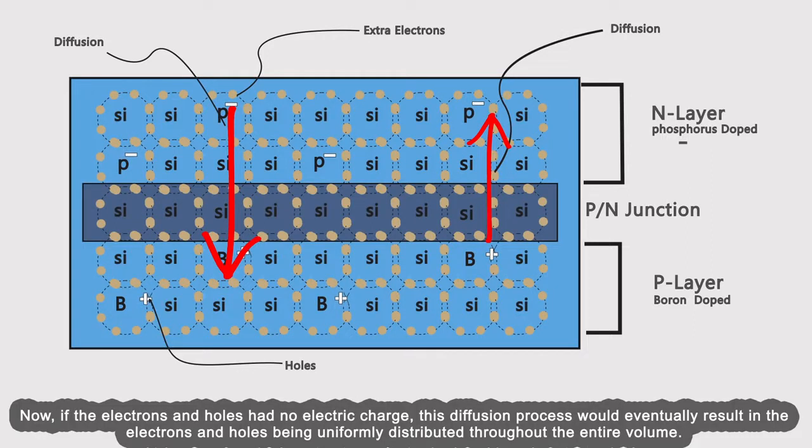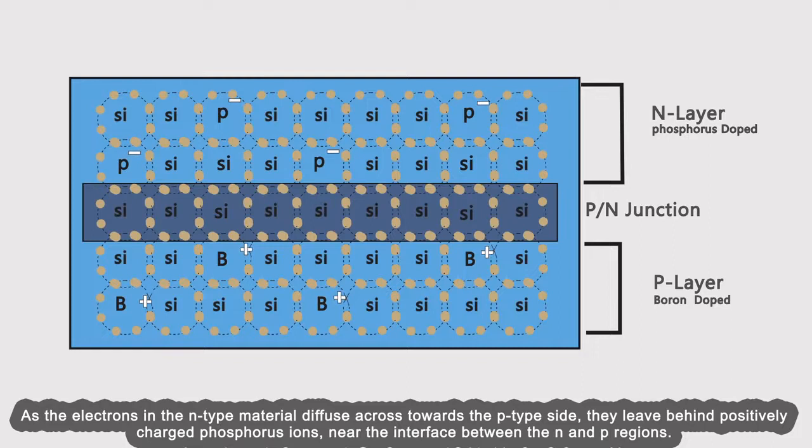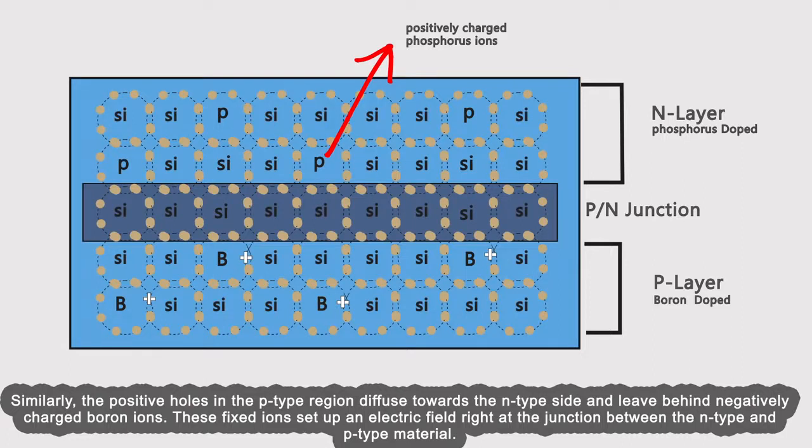Now, if the electrons and holes had no electric charge, this diffusion process would eventually result in the electrons and holes being uniformly distributed throughout the entire volume. As the electrons in the n-type material diffuse across towards the p-type side, they leave behind positively charged phosphorus ions near the interface between the n and p regions. Similarly, the positive holes in the p-type region diffuse towards the n-type side and leave behind negatively charged boron ions.